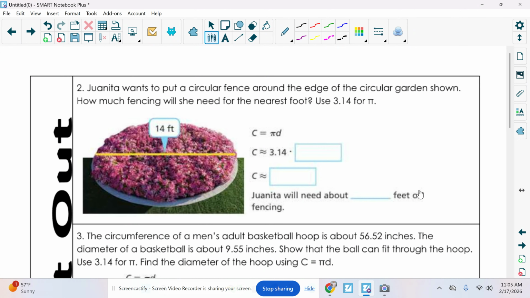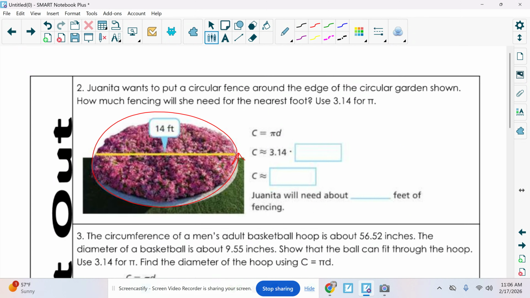All right, Juanita wants to put a circular fence around the edge of the circle garden shown. How much fencing will she need? She wants to go around the edge, which is finding the what? Circumference. So, which is the perimeter. You're correct. But for a circle, the circles are fancy and they have their own word for perimeter, which is circumference.